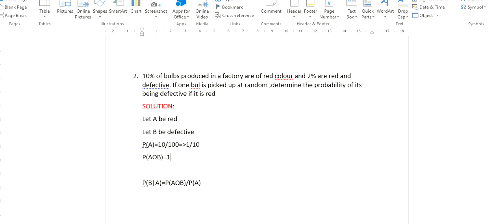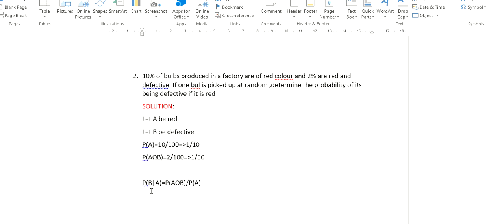So I just take 2 divided by 100. So that I can keep it as 1 divided by 50. Okay, kept it. So now they are asking, determine the probability of being defective if it is red. If it is red, what is the probability of being defective?